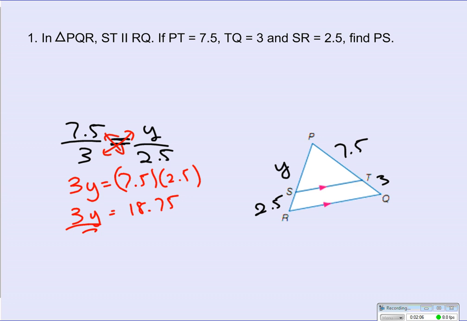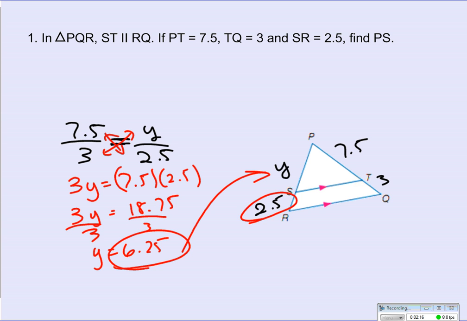When I do that, I end up getting 18.75. Well, division, Y is going to equal 6.25. So that's how big this segment is. And it should make sense. All right, if I compare these two, 2.5 is a little bit smaller than 3. It should make sense that this answer is smaller than 7.5. That's kind of an ongoing thing you should keep in your head: does my answer make sense?